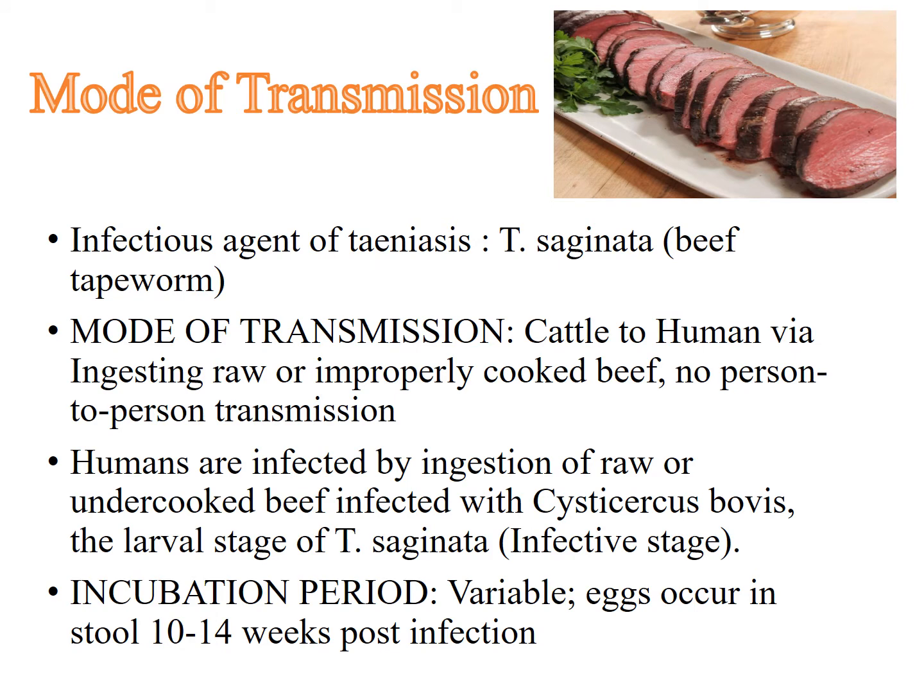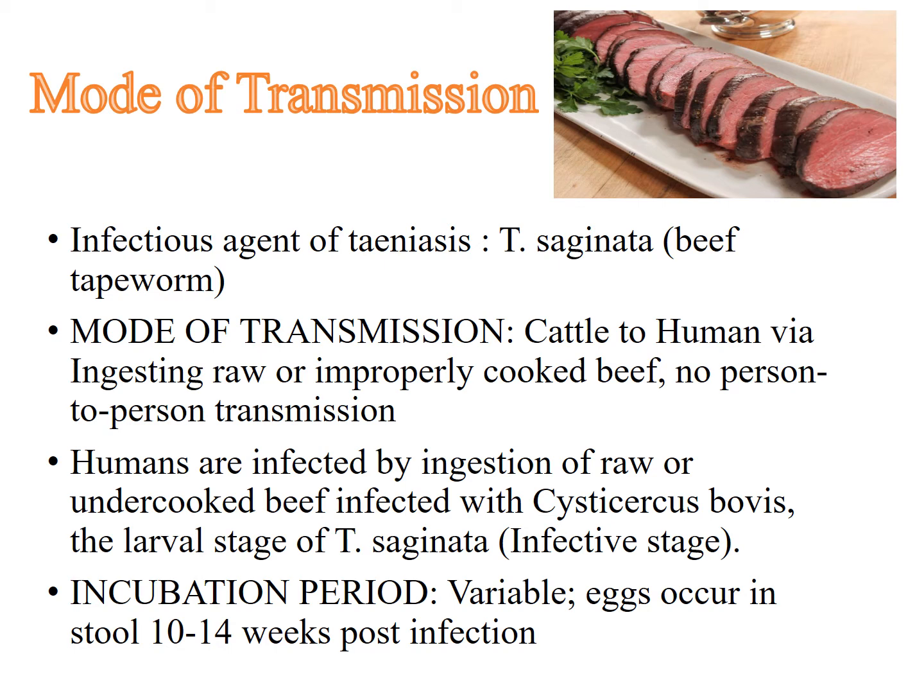Mode of transmission. How does Taenia saginata transmit? The infectious agent of taeniasis is Taenia saginata. The mode of transmission is from cattle to human via ingesting raw or improperly cooked beef. There is no person to person transmission in this taeniasis. How Taenia saginata enters the flesh of cattle, we will discuss in the life cycle. Humans are infected by ingestion of raw or undercooked beef infected with Cysticercus bovis, the larval stage of Taenia saginata.